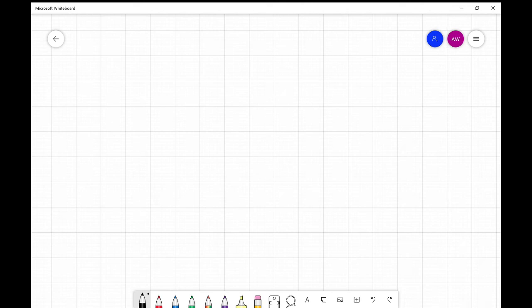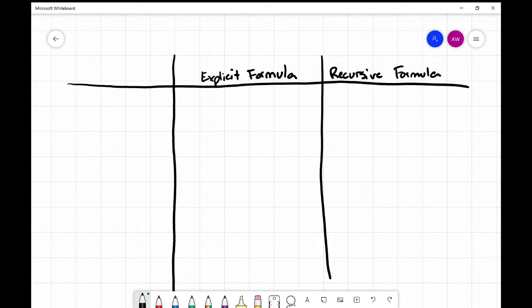Okay, we're going to fill out a table today. We're going to be looking at the differences and or similarities of explicit formulas versus recursive formulas. Make a table that has 3 columns, and here we go.